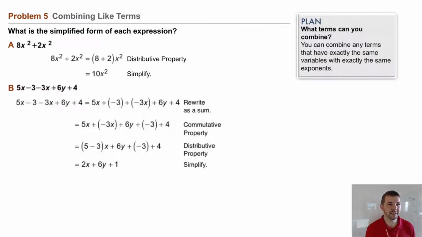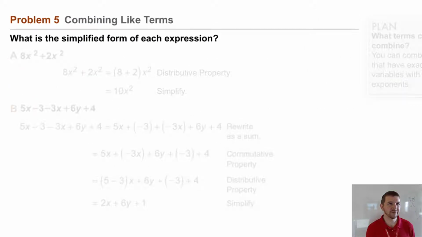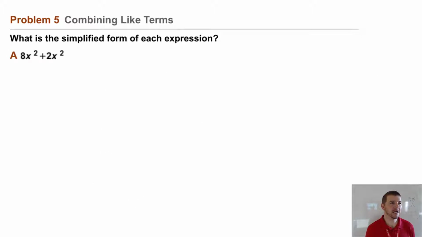Problem 5, combining like terms. What is the simplified form of each expression? Part A, 8x squared plus 2x squared. We can use the distributive property to rewrite this as 8 plus 2 times x squared, and that's 10x squared.